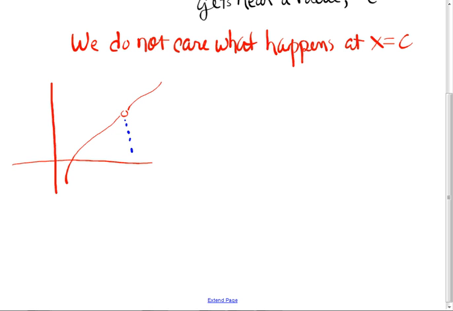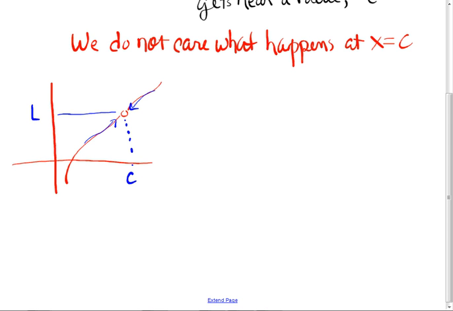Okay, so here's c. And if you're traveling down this road and you're getting closer to c on the x's from either direction, what's the y getting close to? Well, we'll call that L. But even if c doesn't exist, f(c) doesn't exist, we don't care. I do care when I'm talking about continuity, but for a plain old limit, I don't care.